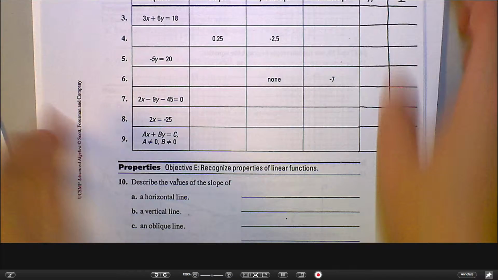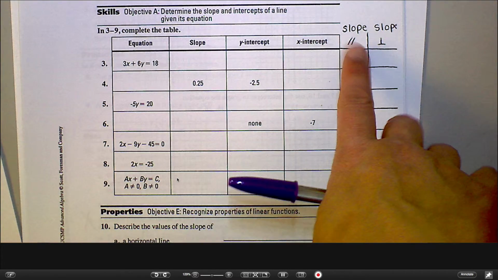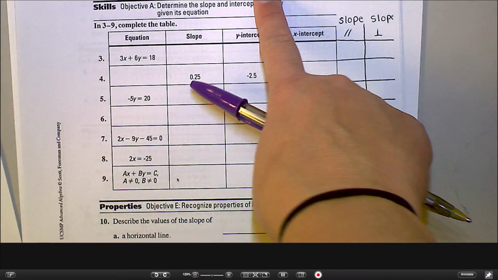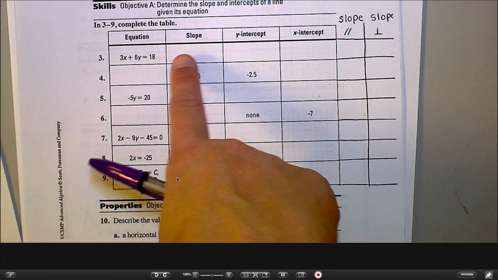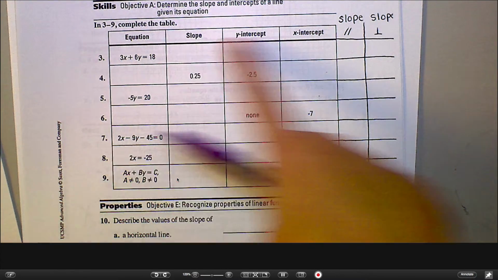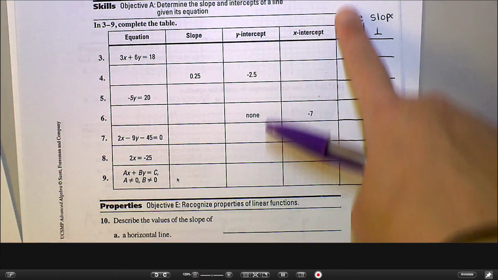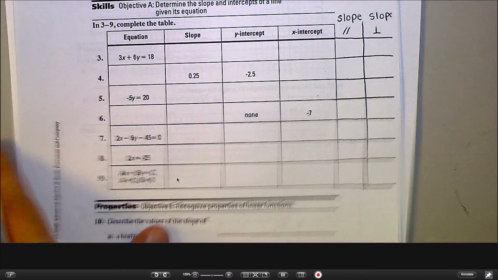In this table that you have, it's asking you to find the slope, the y-intercept, and the x-intercept of all of these equations, and then I added these two things in here because you need practice with those. That's the slope of a parallel line and the slope of a perpendicular line. So if you got your slope for this one, how would you get your parallel line slope? It's the same. It's exactly the same. So really this whole column should match this whole column. Okay? The rest I think you should be okay on.